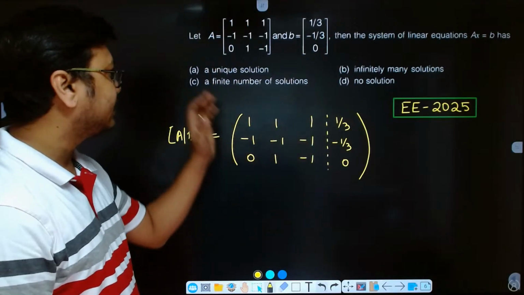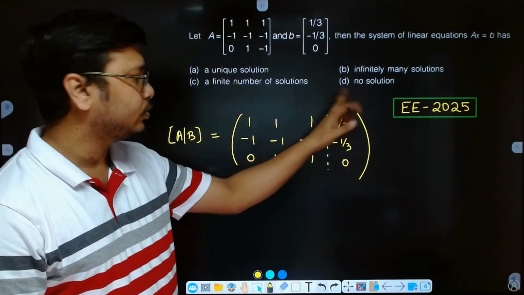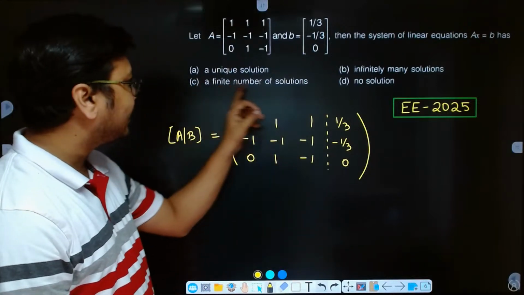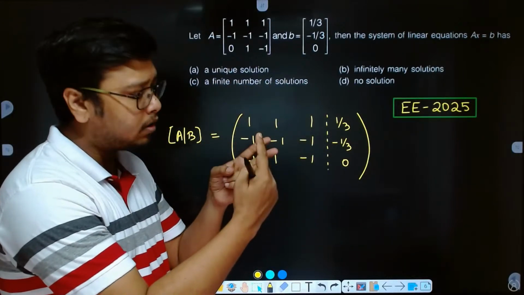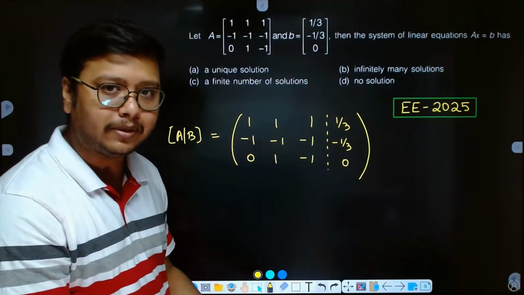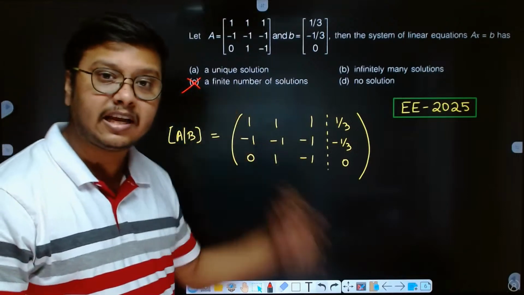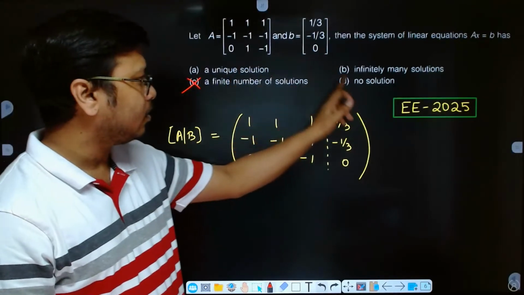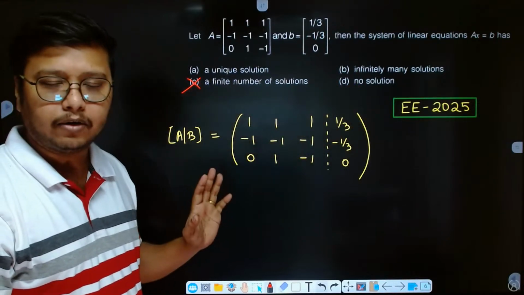The question is asking which of the following will happen: unique solution, infinite solution, finite solution, or no solution. I told you there is no case called finite number of solutions. It is either unique solution, infinite solution or no solution. There cannot be any other possibility. So option C doesn't make any sense, it is wrong in any scenario. Whichever is the case, you have to find that out.